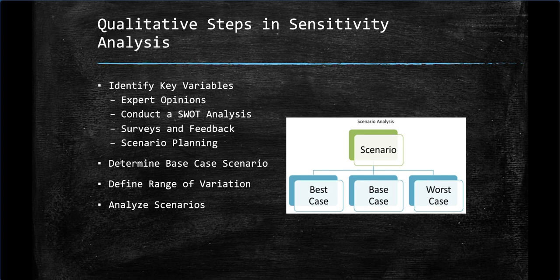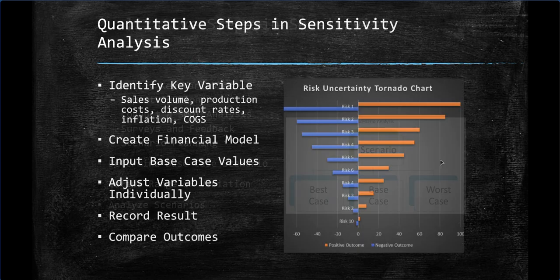Next, determine the base case scenario, which is the most likely set of assumptions for the project. Then, define the range of variation for each variable, such as a percentage increase or decrease from the base case. This should be based on historical data and expert forecasts to ensure realism. Finally, analyze scenarios by adjusting one variable at a time while keeping the others constant. For instance, see how a 10% change in sales volume impacts project outcomes like net present value or profitability. These steps provide clarity on the project's sensitivity to key assumptions, helping to prioritize risks and make informed decisions.